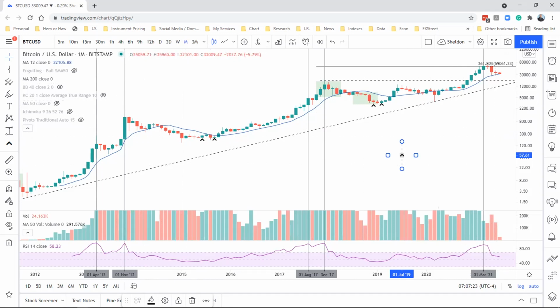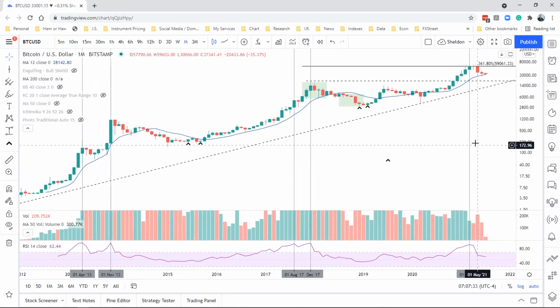However, if we don't hold this particular simple moving average, the potential for Bitcoin at this particular point is to travel another 40% from here, which would take us down into the 18,800 range.